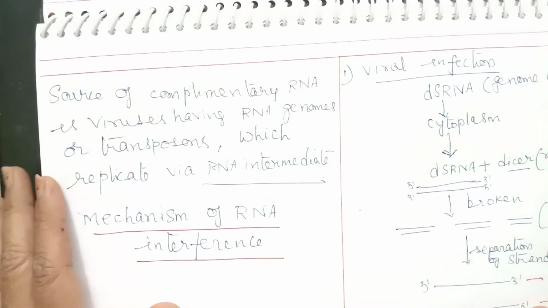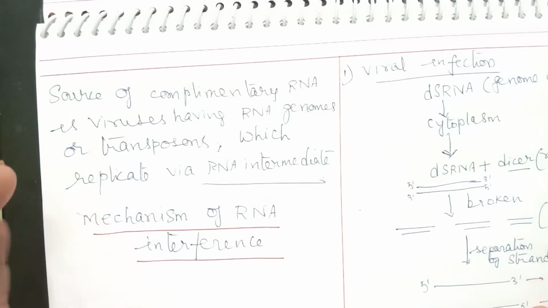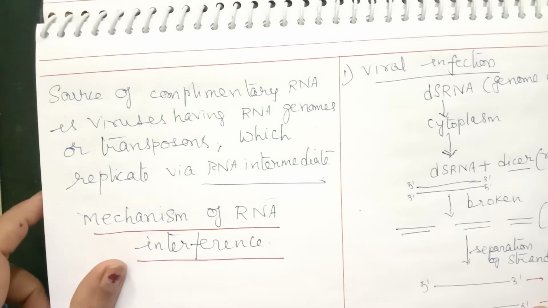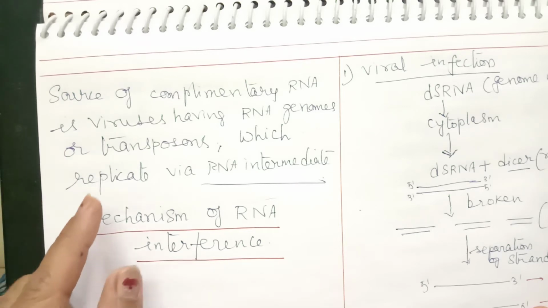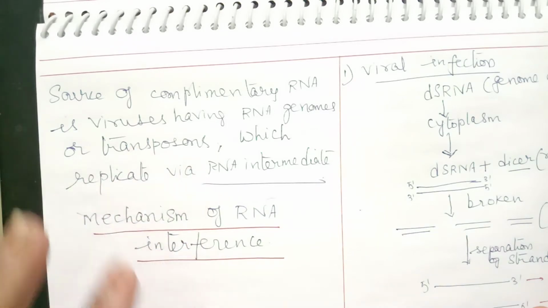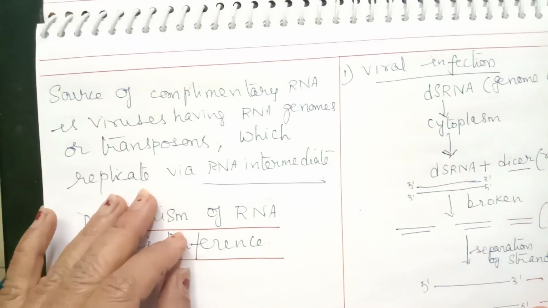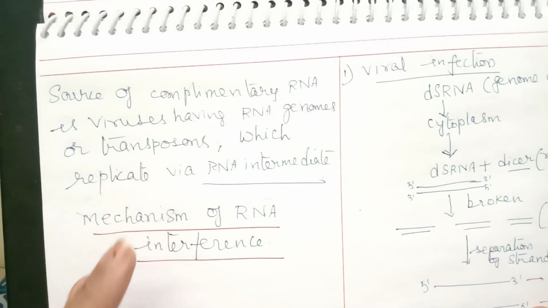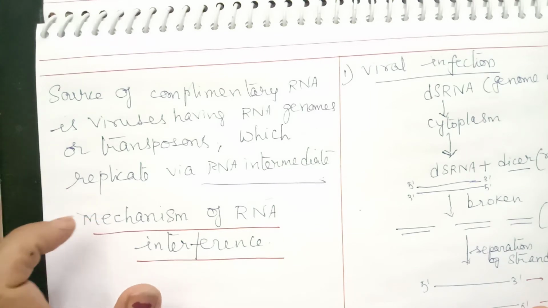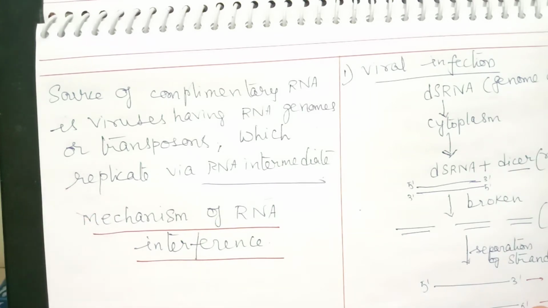Viral infection may not always be present. In that case, the second method is the presence of transposons. I'll give you a brief introduction of what transposons are when I discuss the method. And the third method is a laboratory method, that is, by rDNA technology. So in these three ways, the RNA interference technique can be understood. First we will start with viral infection.